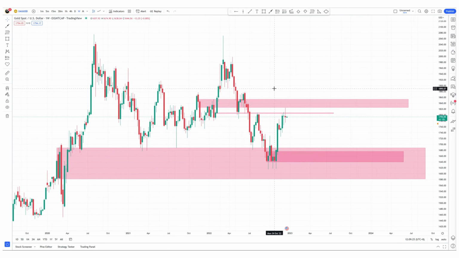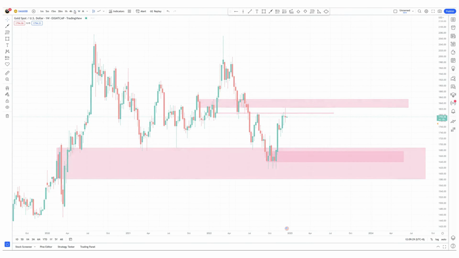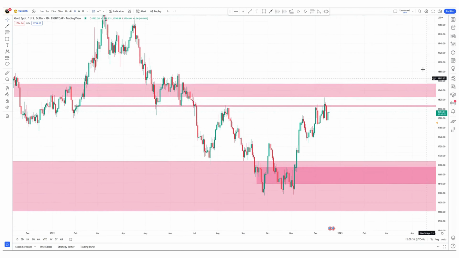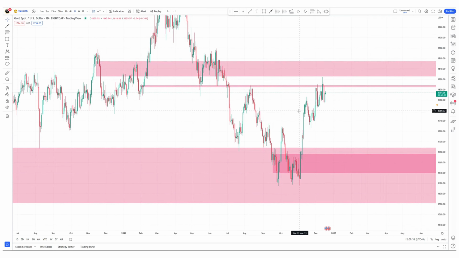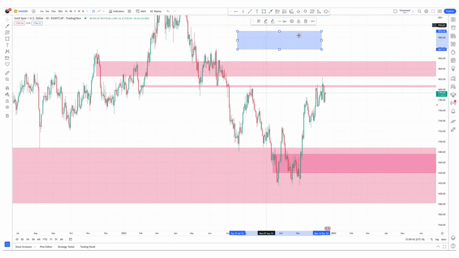Okay, so now we are done with the weekly time frame. Now let's start looking at the daily time frame. What is price doing and what has it been doing for the last few days? So we have identified weekly zones. Right now, all we need to do is identify the daily zones. So I'm going to change it to a blue colored box.